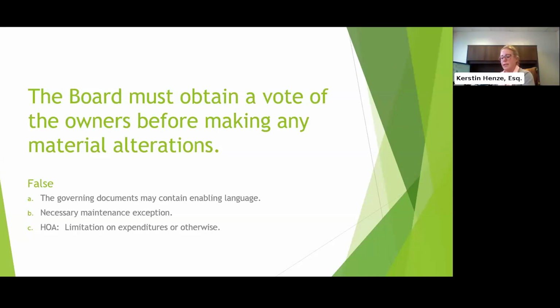So the board can spend up to X amount on a material alteration, and that could be based on a percentage of your budget, or it might have an actual lump sum amount that's already included in your declaration. So check. And if you have that threshold amount, see what the percentage of membership approval you need to get if you exceed that threshold.